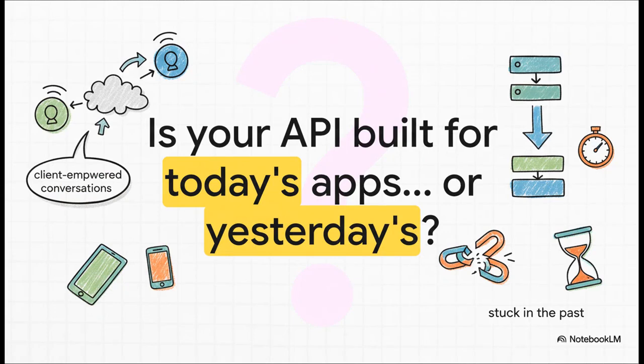At the end of the day, GraphQL really represents a fundamental shift in thinking. We're moving away from a world where the server dictates what data you get, to a new world where the app is empowered to have a conversation. So the real question to leave you with is this. Is the way your applications get their data built for the flexible, fast-paced world we live in now? Or is it still stuck in yesterday?